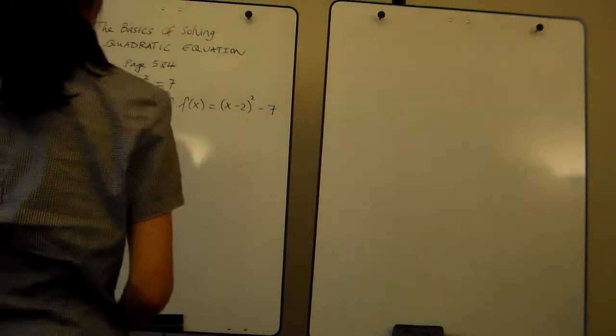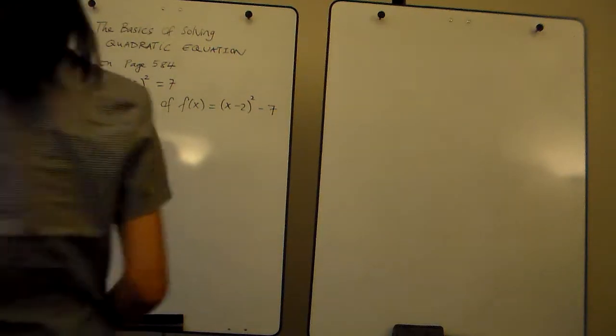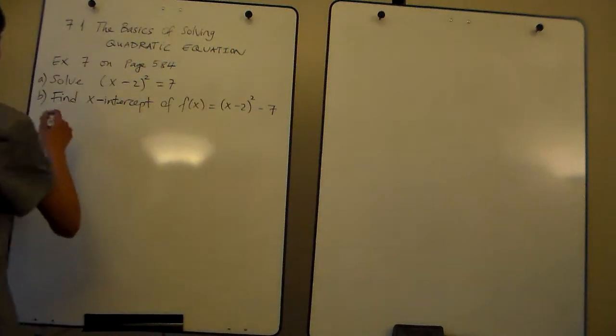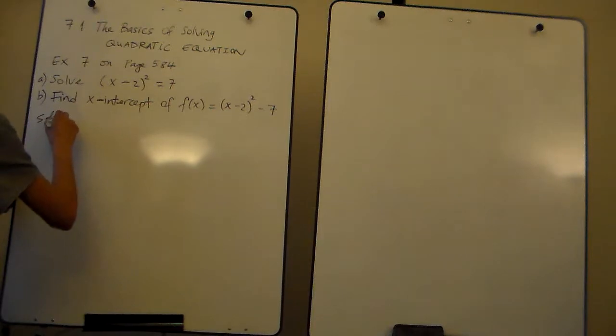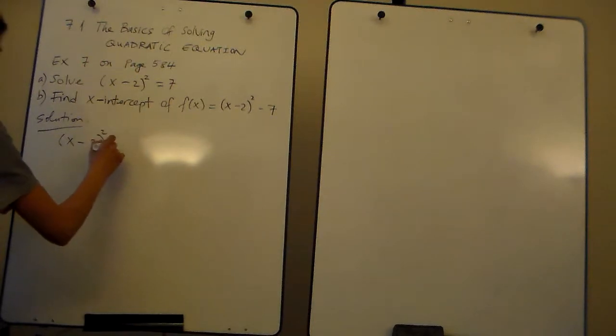Example 7 on page 584, solve (x minus 2) squared equal to 7. Find the x-intercept of f of x equal to (x minus 2) squared minus 7. So we have this equation. First we need to solve it. So we have (x minus 2) squared equal to 7.